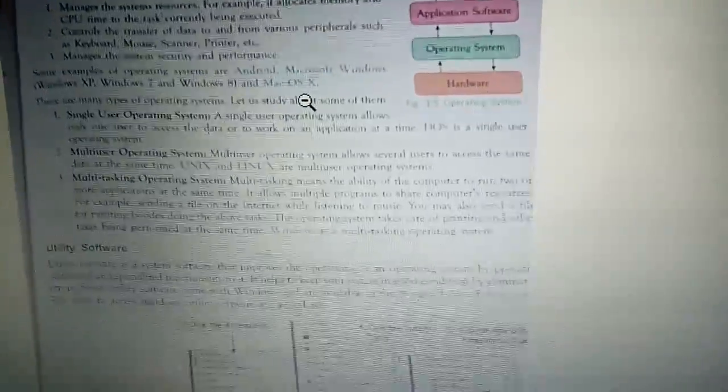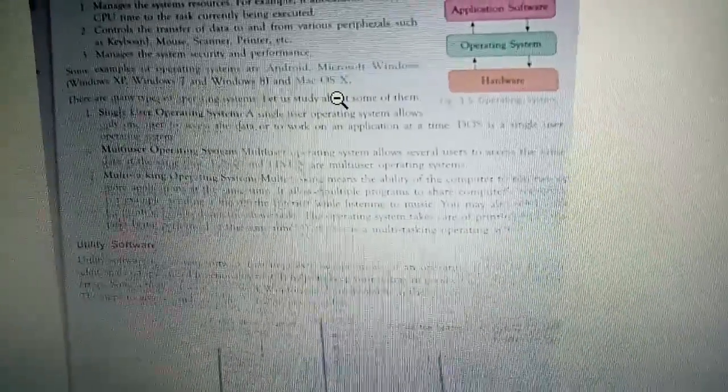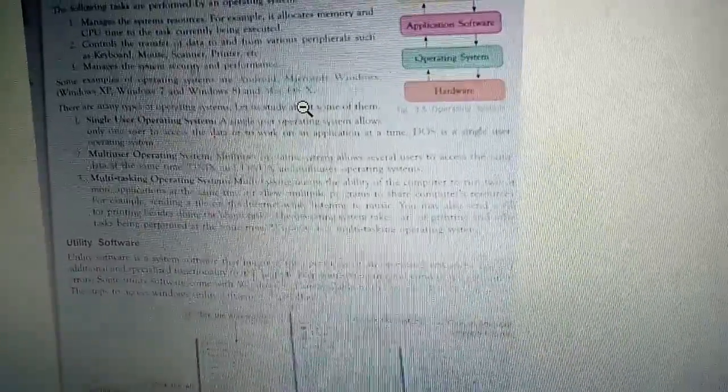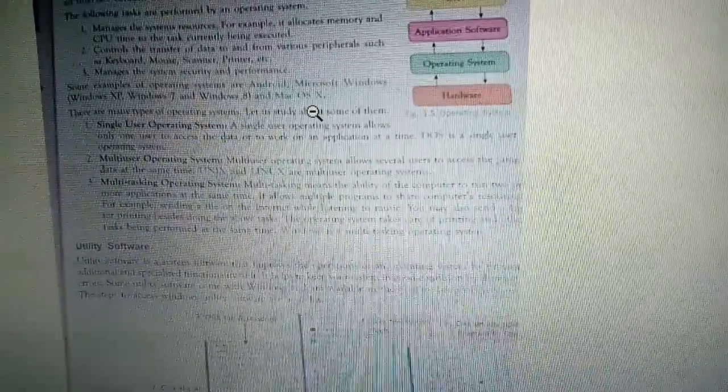Okay, now first one is single user operating system. As it is clear with the name, single user means a single person can use the operating system. It allows only one user to access the data or to work on an application at a time. Only one user can use it, or only one application can be executed at the time. DOS is a single user operating system. Disk operating system, that is a single user operating system.